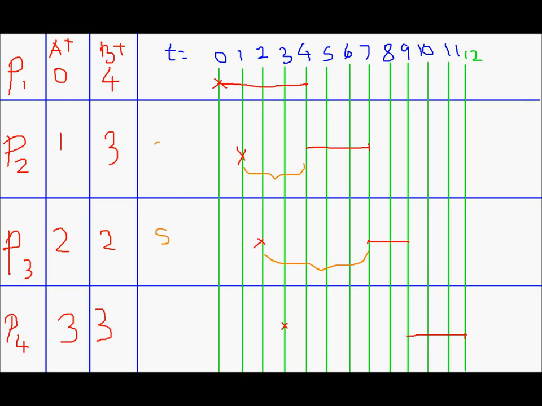P2 had to wait for 3 units. P1 did not have to wait at all. And P4 had to wait from this point till this point, that is 1, 2, 3, 4, 5 and 6. So P4 had to wait for 6 units of time.